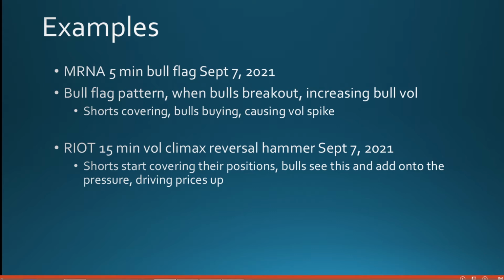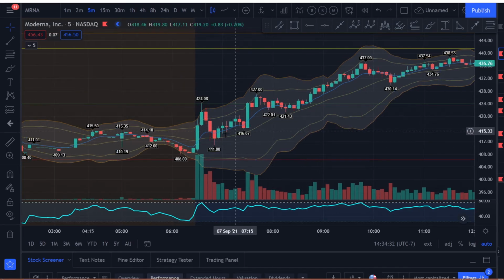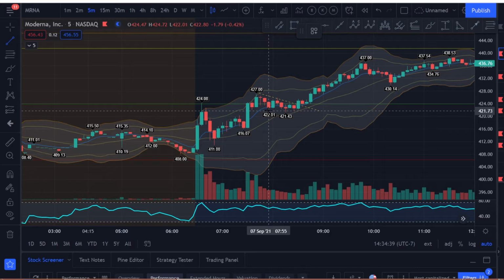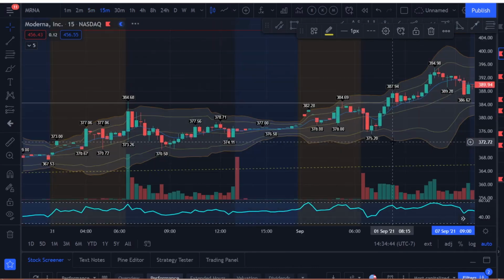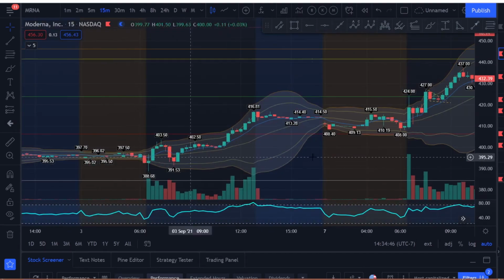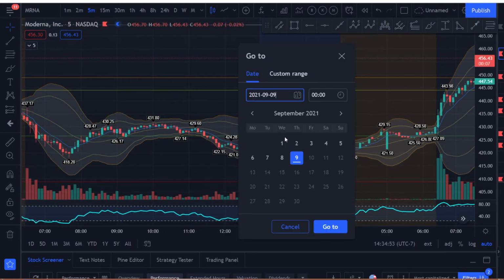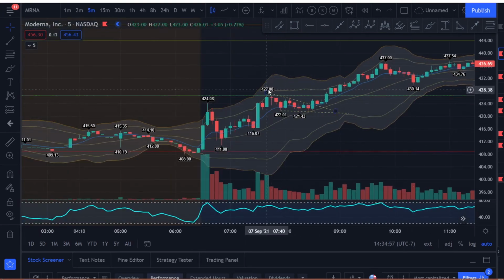So let's take a couple of examples here. The first one I have here is the MRMA play and a Riot play, so I'll get back to this. With MRMA, we look at this 5-minute bull flag here. Looking at this move right here, this is a classic pattern where it is a bull flag. It's actually a bit of a 15-minute bull flag here. If you look here, that's a 15-minute bull flag, but we're going to zoom in on the 5-minute here.